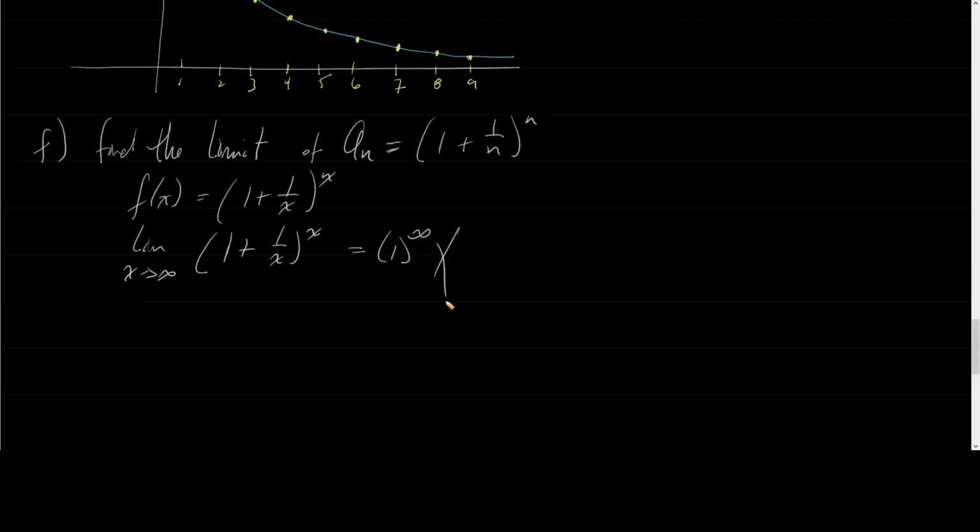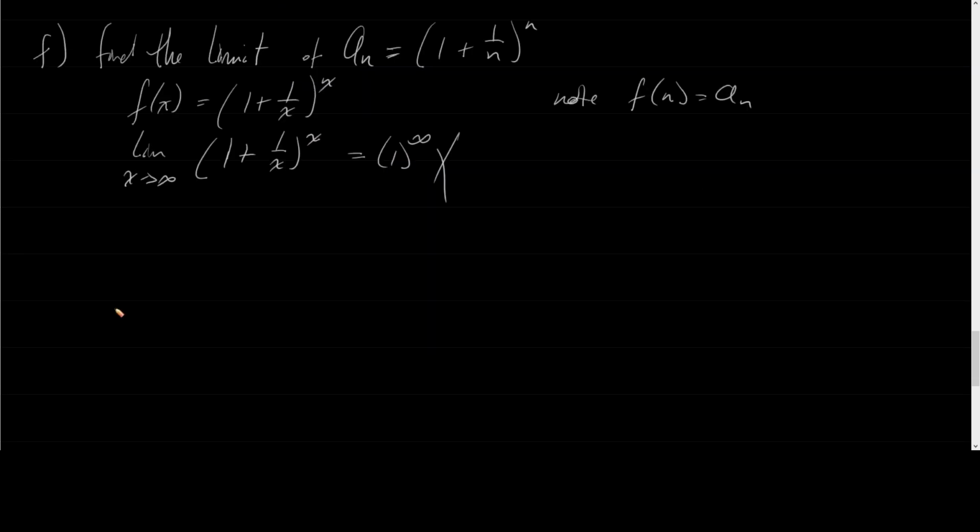We don't like that. We don't like 1 to the infinity, right? That's an indeterminate form. So we know ways to work around that, right? And perhaps I should say here, well, note that f of n is equal to a sub n, right? If I just plug in n, all the whole numbers, that's the same thing as the sequence. Okay, now, well, how do we deal with this?